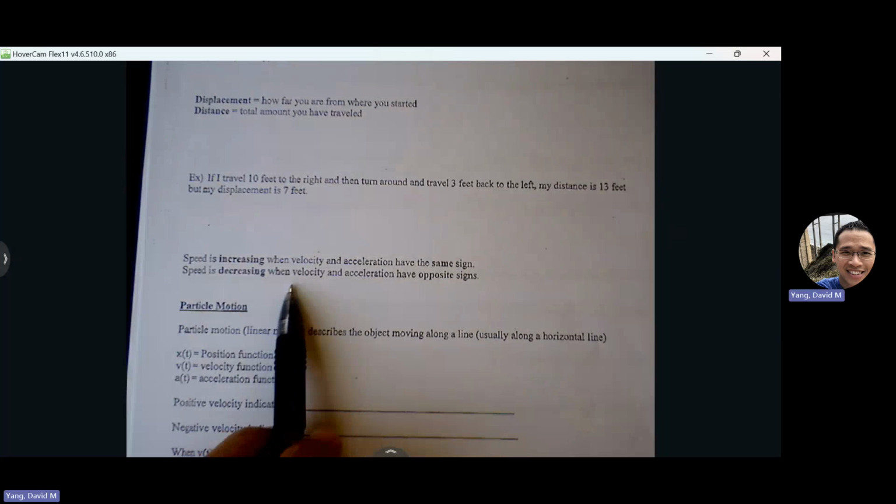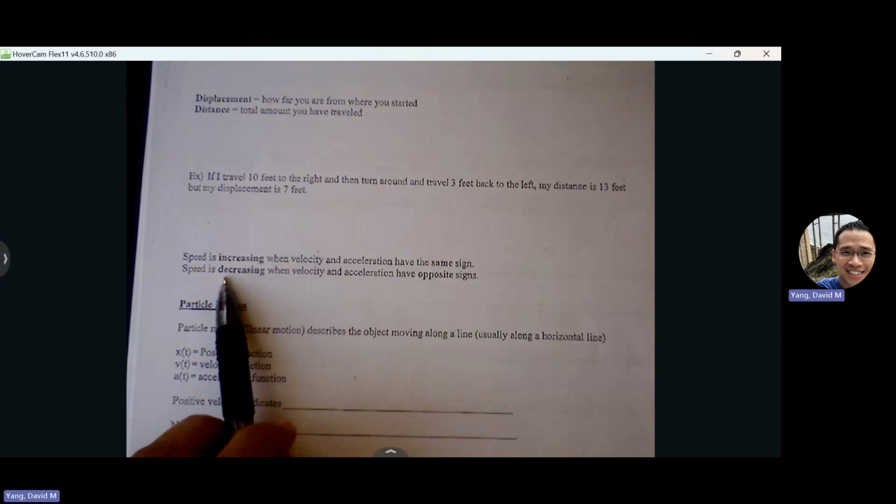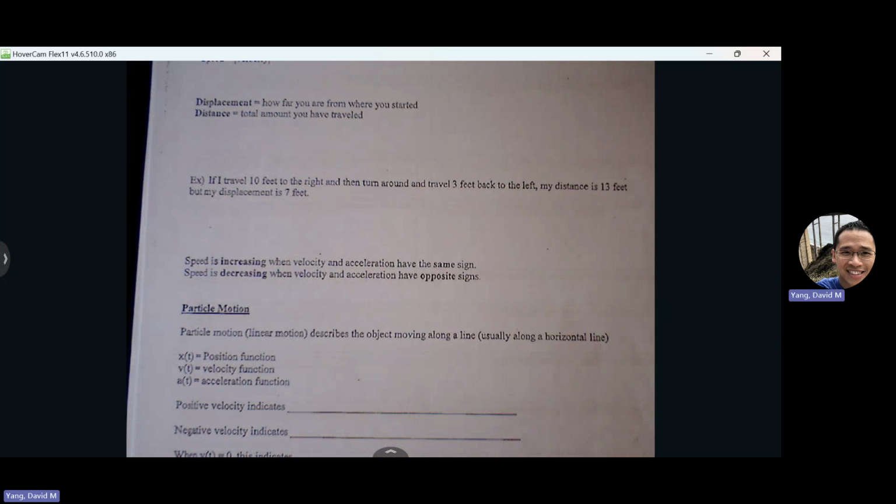Speed is increasing when velocity and acceleration have the same signs, and speed is decreasing when velocity and acceleration have opposite signs.